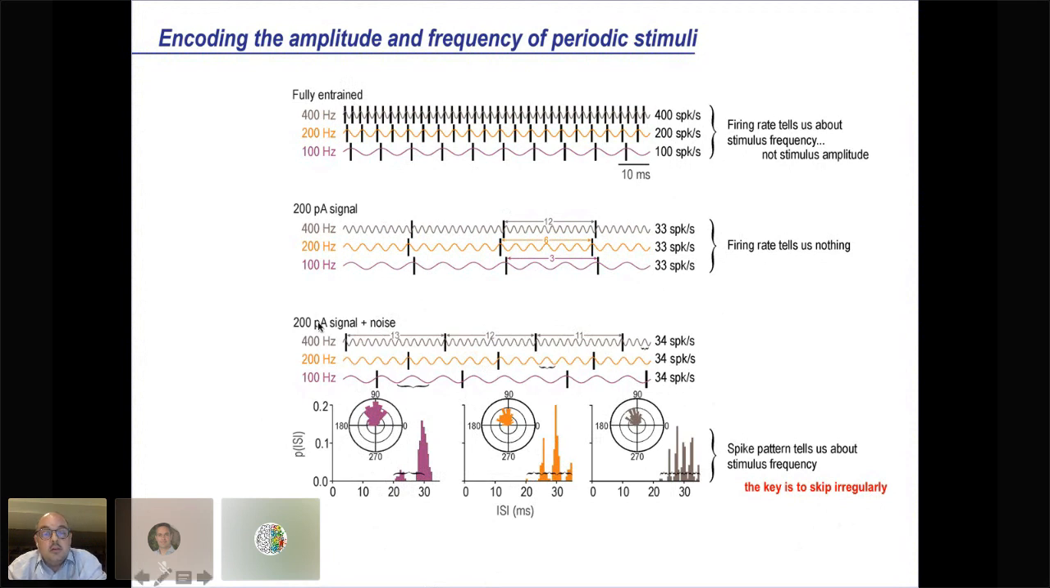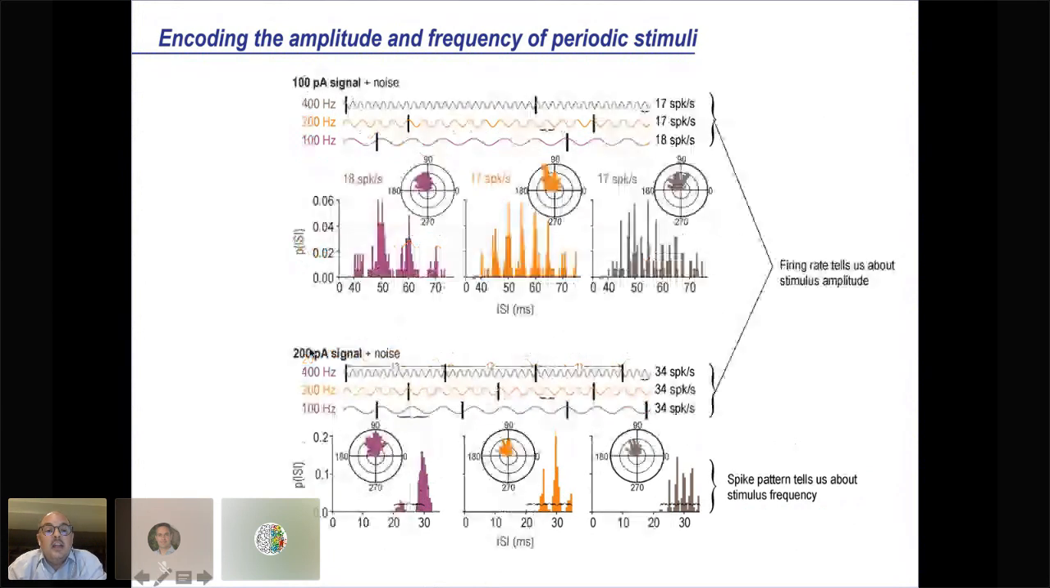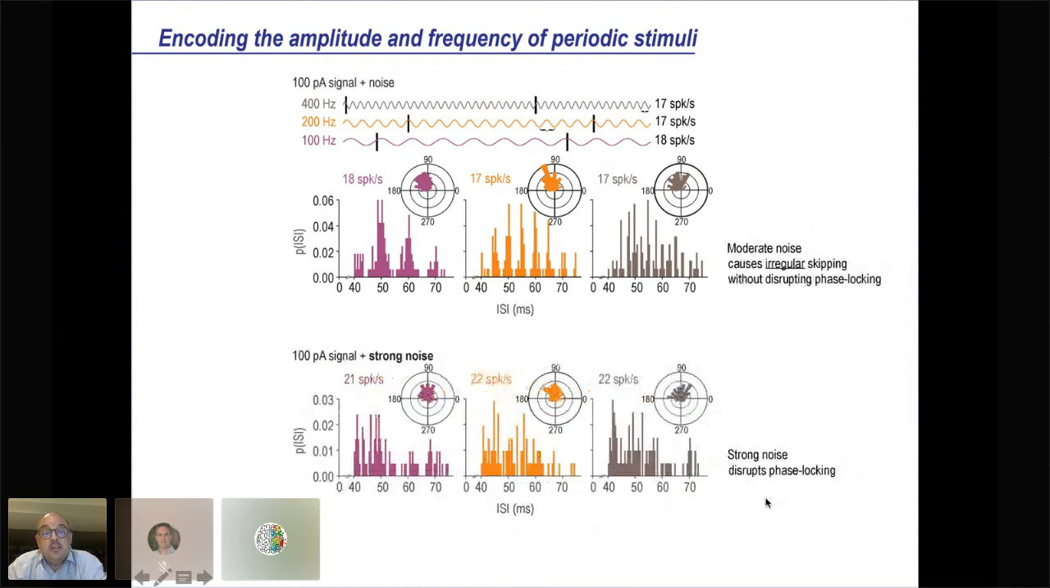So we're going to keep the 200 picoamp signal on here and show you what happens if we reduce this now to 100 picoamps. And what you see is that you simply skip more, and you'll get, on average, about half the firing rate that we had for twice the signal amplitude. But the patterning is still there when you look at the ISI histograms. So under these moderately noisy conditions, the firing rate does tell us about stimulus amplitude, and the spike pattern can tell us about the stimulus frequency.